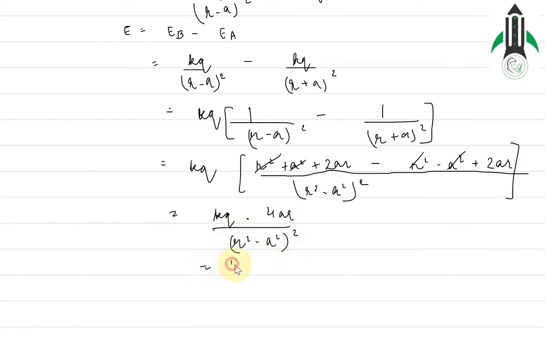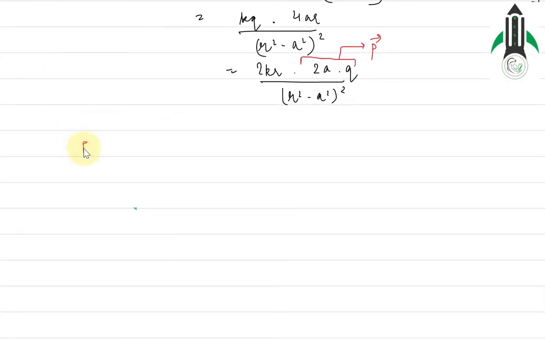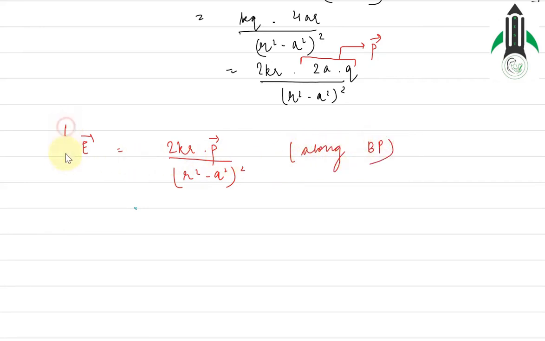We can also write it as 2kr dot 2a into q upon (r square minus a square) whole square. And as we know, this 2a into q is the dipole moment. So the final electric field is equal to 2kr dot the dipole moment p upon (r square minus a square) whole square, and the direction is along BP.